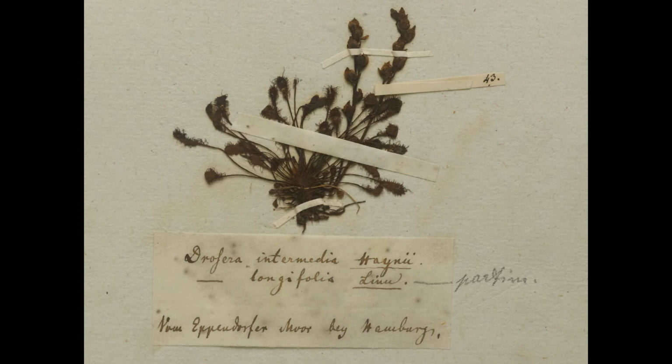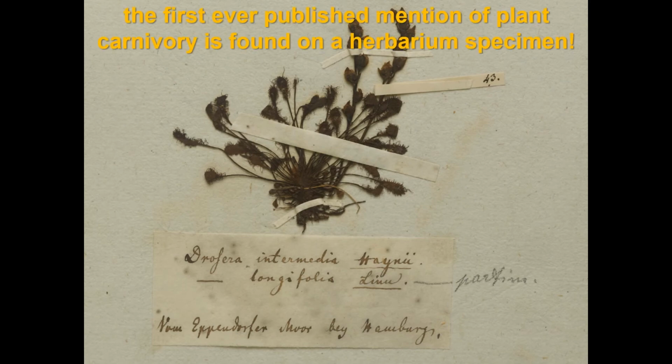So studying herbarium specimens of carnivorous plants can give us some hint on the ecology, on the plant-animal interactions of these species. And one interesting fact is that the first ever published mention of plant carnivory is also found on a herbarium specimen. It's not in a published book, but in a herbarium specimen.